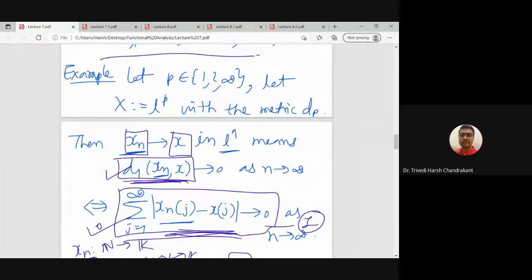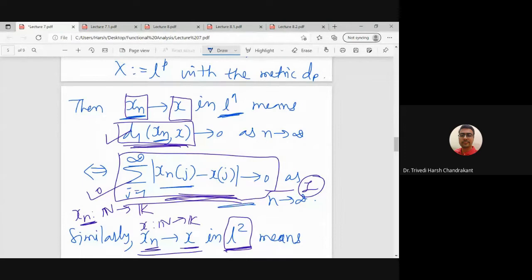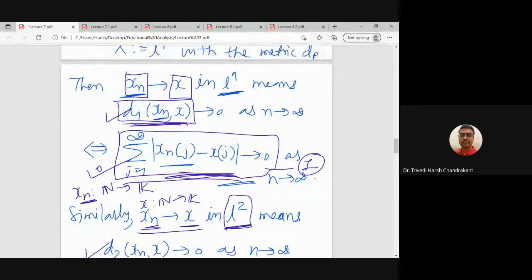that whenever a sequence, basically a function from natural numbers to complex or real numbers, converges to another sequence in L1, with respect to D1 now, that is exactly this condition. And whenever this happens, then for every j, xnj converges to xj as a real or complex number.